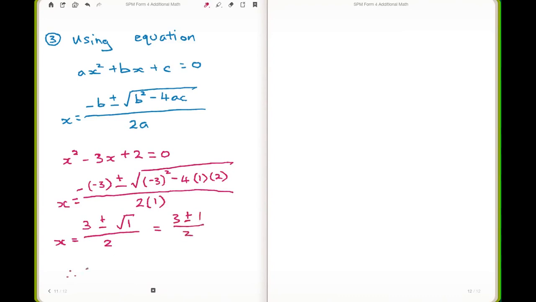Therefore, my answer straight away will be equals to 3 plus 1 is 4, 4 divided by 2 is 2. Or x is equals to 3 minus 1, 3 minus 1 is 2, 2 over 2 will be 1. You get the same results. This is basically what you will learn in chapter 2, form 4 for NMATS. And it should be sufficient to prepare you for SPM if you have done enough practice on this.